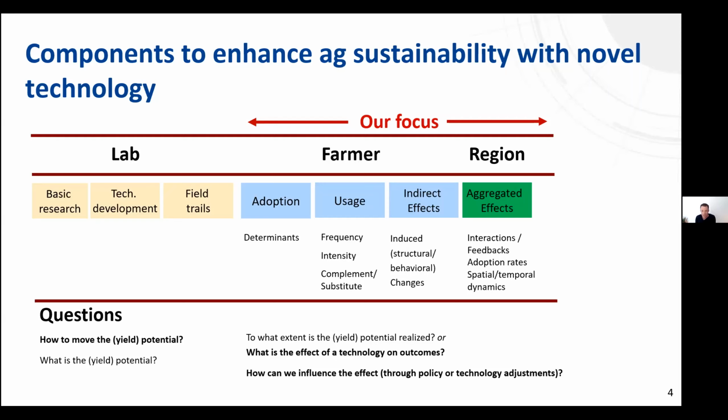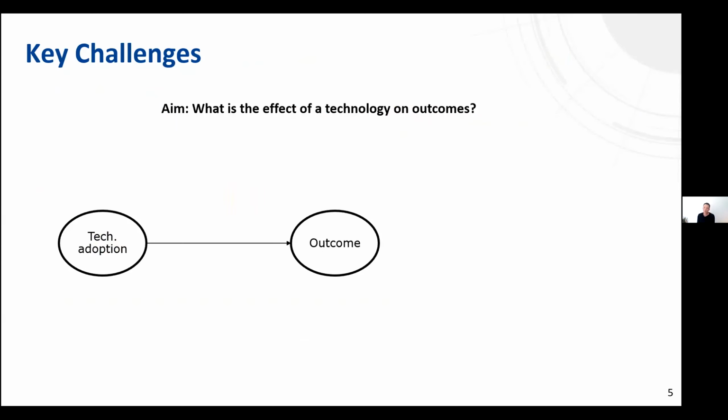So that is basically the first point that I wanted to make, that our focus is really everything that happens beyond the lab, beyond the research station. So the core question is what you have below here: what is the effect of a technology on outcomes? So what are the key challenges when we want to answer that question?